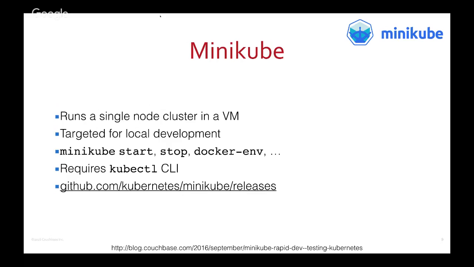Now, Minikube is, again, a project by Kubernetes. So go to github.com/kubernetes/minikube. You can download Minikube from there, but it runs a single node cluster in a VM. Very well suited for local development. I have switched to Minikube for the past few weeks now, and I pretty much do all my local development in this. It's a single CLI, and all it needs is kubectl, because this is how you manage the cluster.